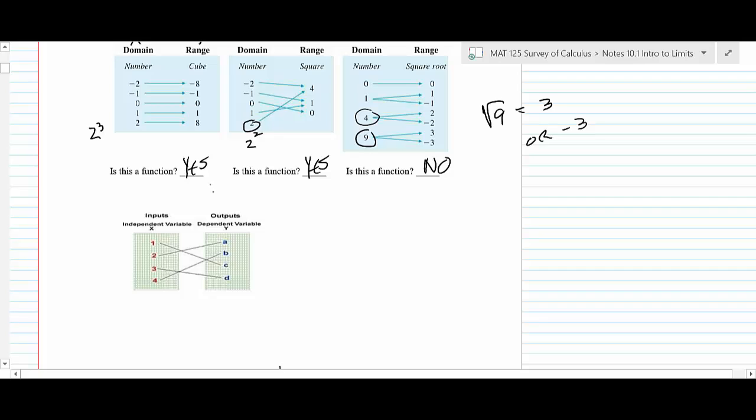So this diagram down here, generally your input is your x value. We usually call that the independent variable. And your outputs are the y's. We call that the dependent variable like that. This is a function. Notice that the 1 goes one place, the 2 goes one place, and so forth like that. All right, you guys learn this in finite or college algebra or something?